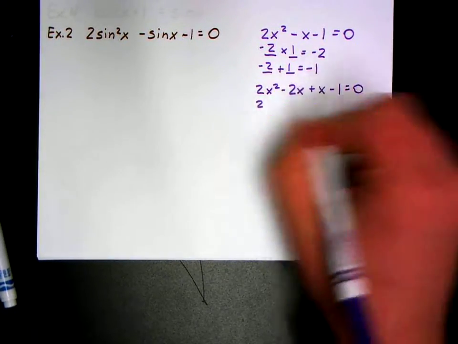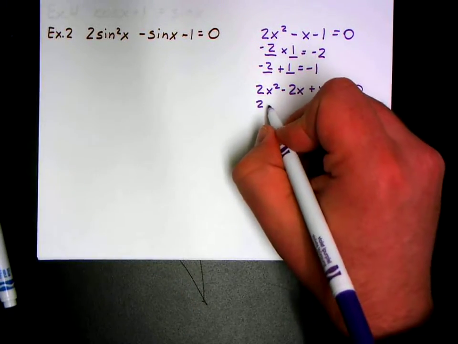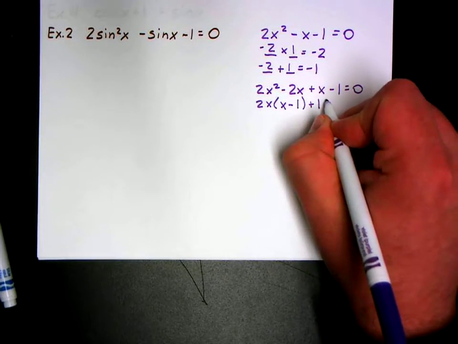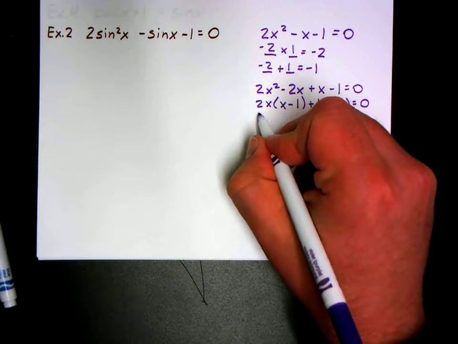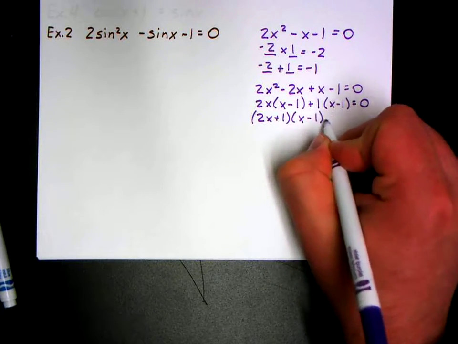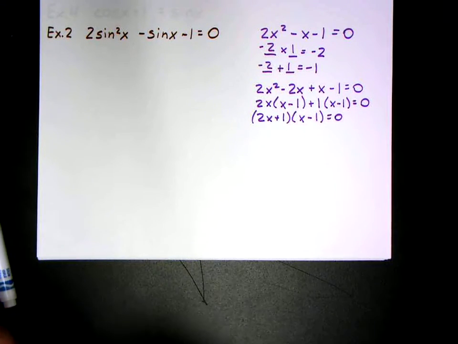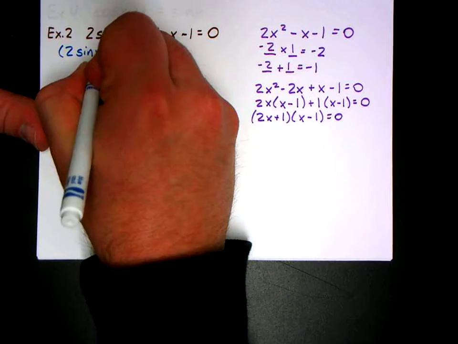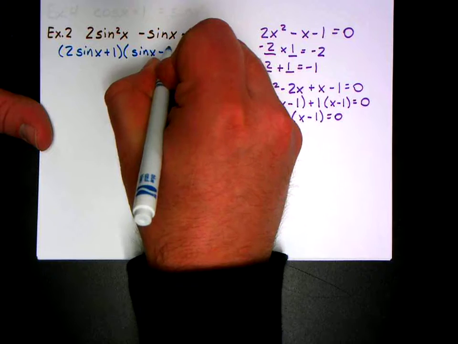I usually like factoring it with the x's because it takes less writing than writing down sine over and over again. That's the only reason I'm over here doing it like this. So that's what that factors into, which means over here, this factors into 2 sine x plus 1, sine x minus 1.